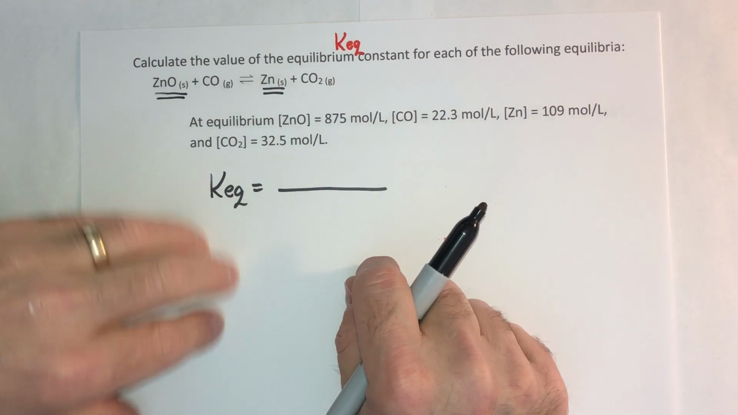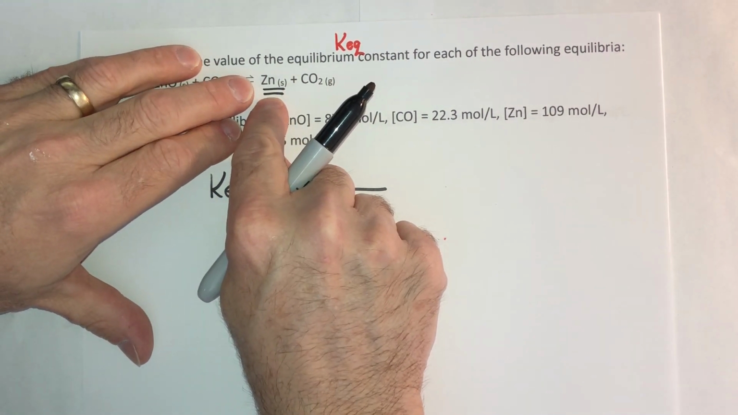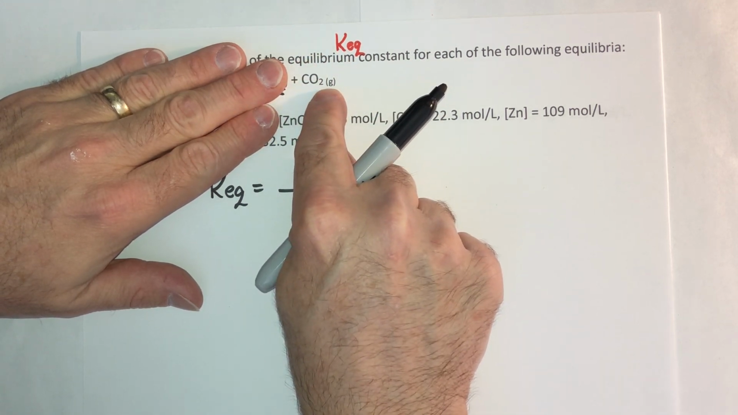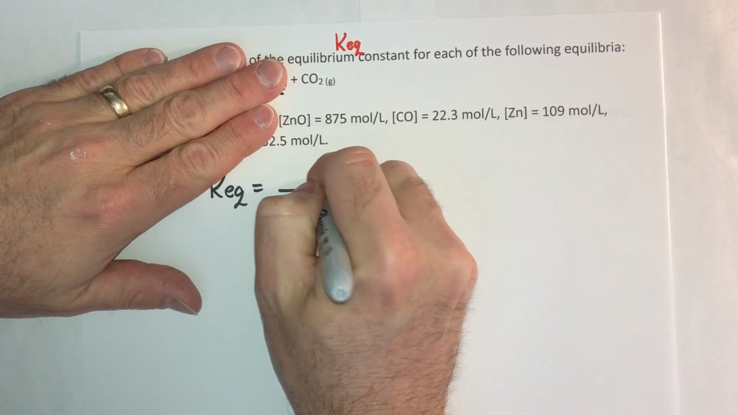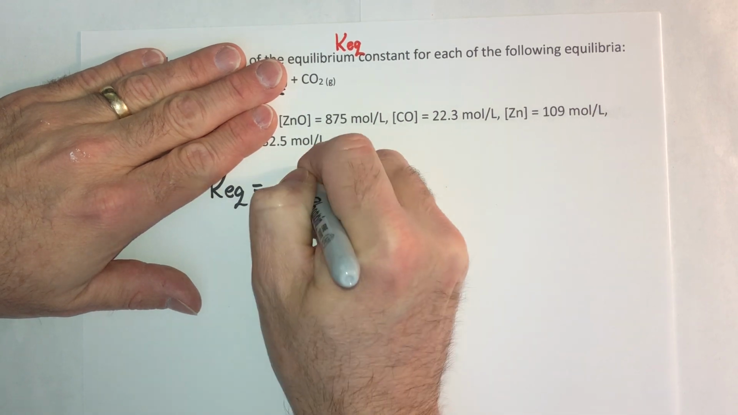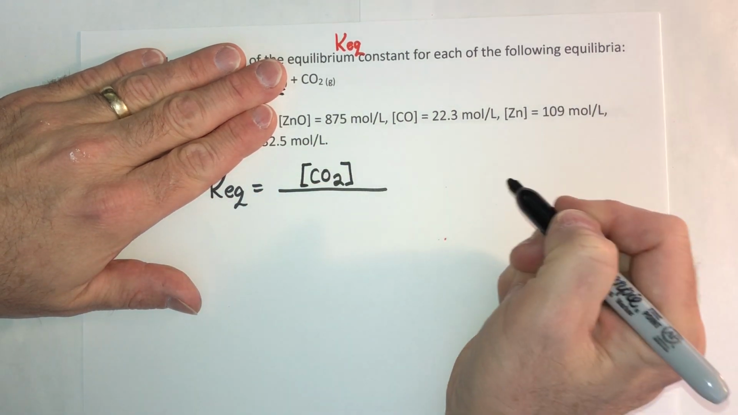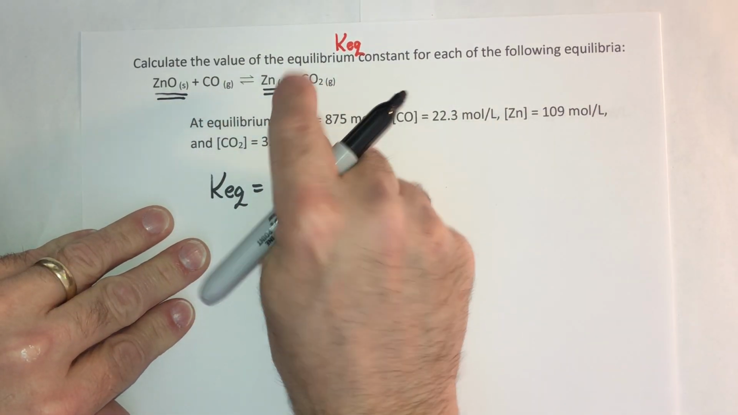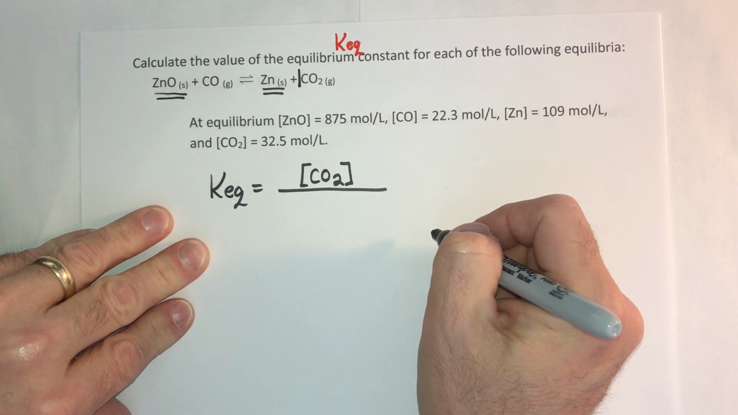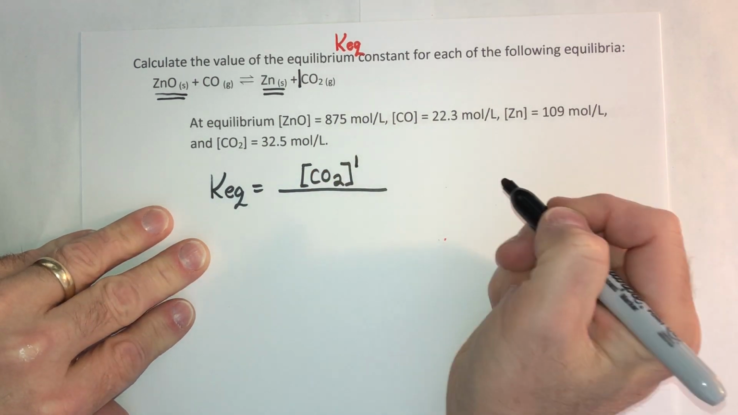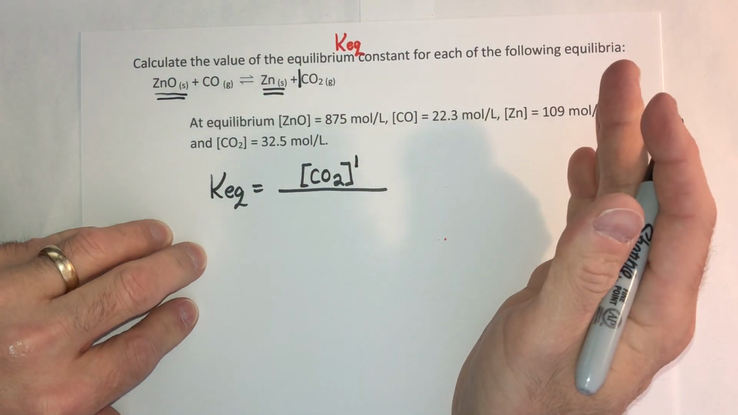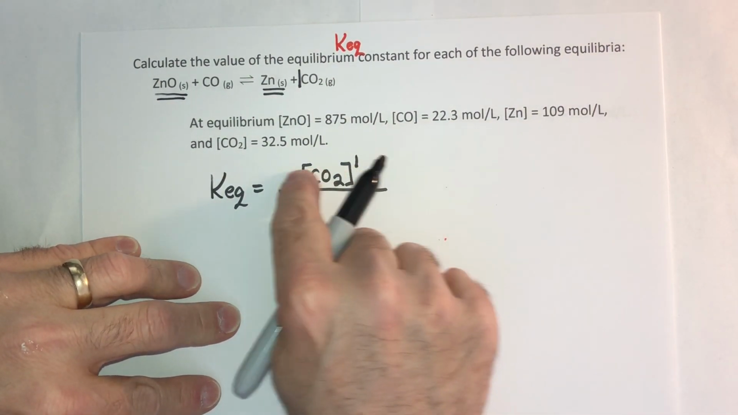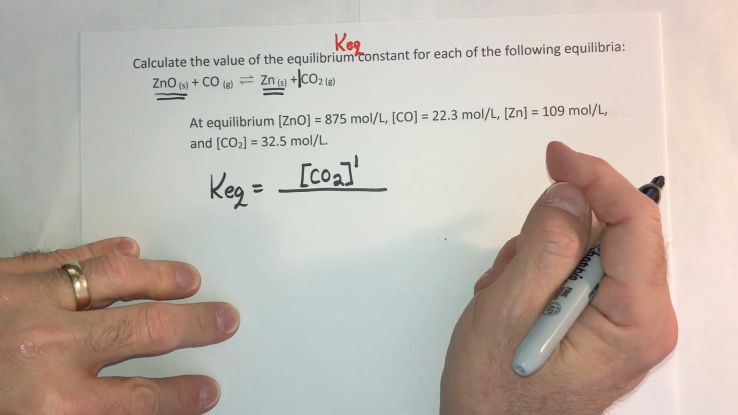Okay, so if I look at my products, I'm not allowed to talk about the zinc. Zinc is gone. But you do have carbon dioxide gas, and we like gases. So my product is going to be CO2. I am going to put square brackets around it because it's a concentration. And when I balance this, there is only one carbon dioxide, so you can put a power of 1 here, or you can leave it out. It's up to you. But that's going to be the only product we include because solids are not allowed.